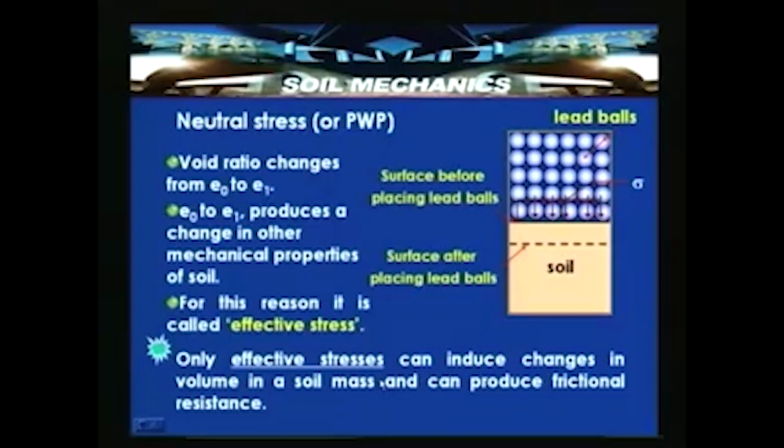So, e naught to e1 produces a change in other mechanical properties of the soil. A change in void ratio means a change in the mechanical properties of the soil. Here the soil is dry, so whatever total stress sigma is applied is equal to sigma dash, because u w is equal to 0. For this reason, effective stress can induce changes in volume in the form of changes in the void ratio. That is the reason why effective stress is called effective stress, as we discussed in the previous class.